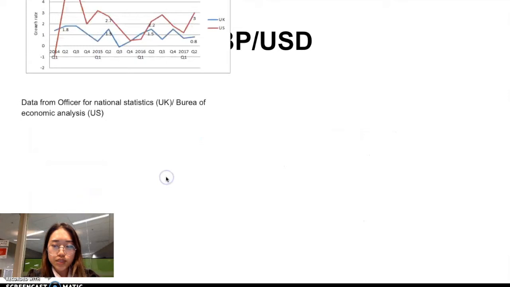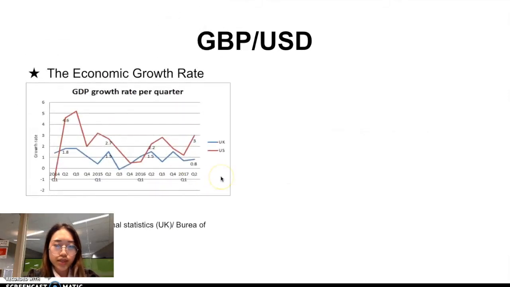Furthermore, the GDP growth rate between the US and UK has been shown in this graph, supporting the conclusion that the US has a higher growth rate.